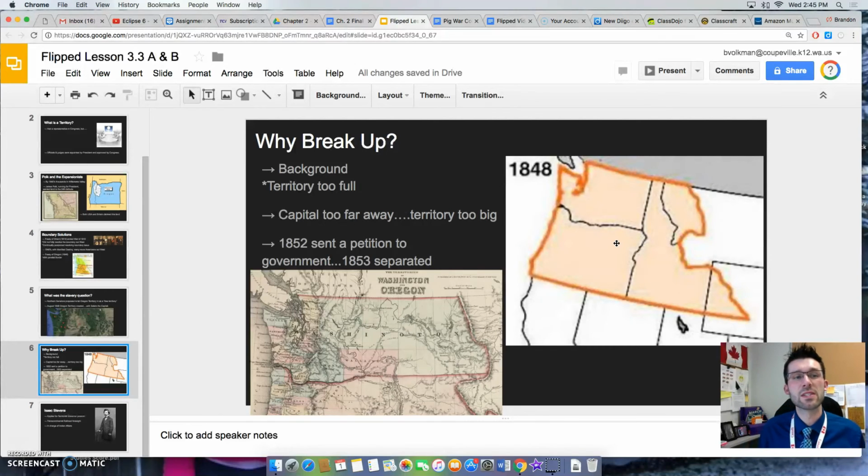So in 1852, they sent a petition to the government to ask for Washington, or at the time they called it Columbia, to be its own territory. And in 1853, Washington Territory came into being, named, of course, after our first president of the United States of America. So why the breakup? Well, capital is too far away, the territory was too big. Sounds kind of like a cheesy song, doesn't it?